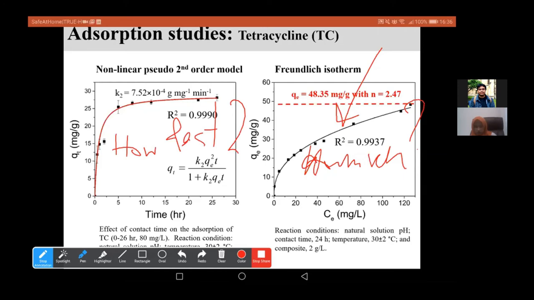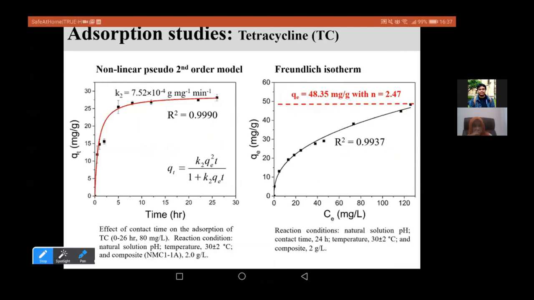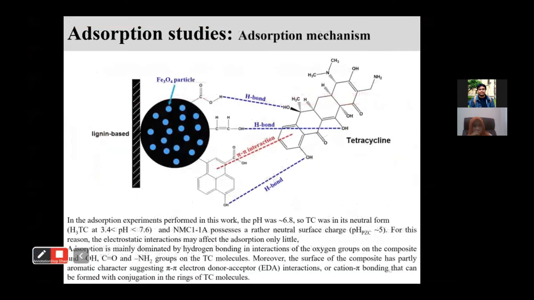You can obtain the value. For example, in my case, I get a maximum adsorption capacity of around 50 milligram per gram, which is actually not so big in my opinion. Okay, doesn't matter. And how fast can it adsorb? In about 2.5 hours, it can already adsorb the total amount of the tetracycline in the aqueous solution. Okay, let's move to the next slide.